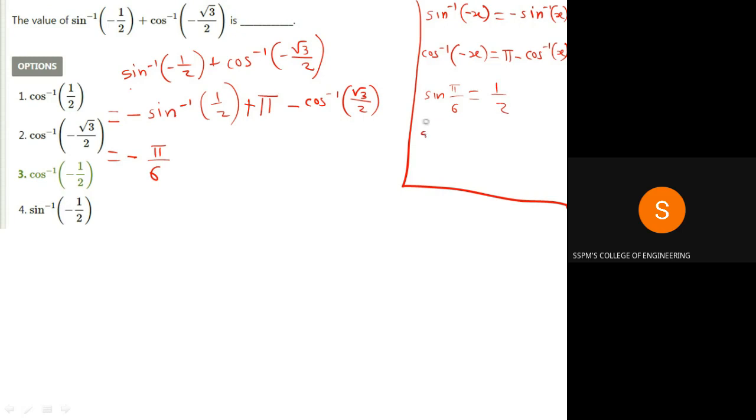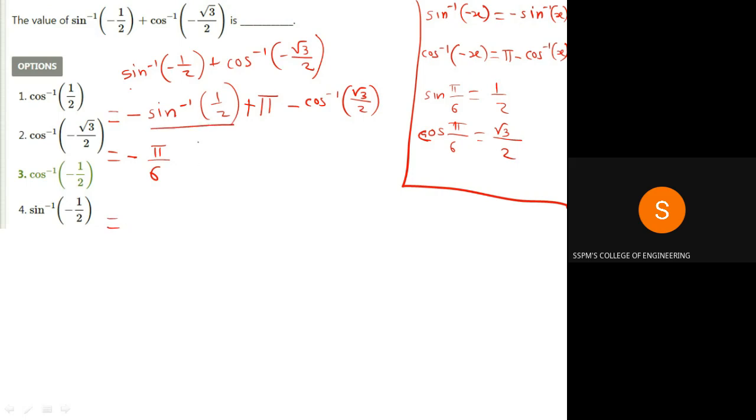So what is cos pi by 6? It is root 3 by 2. Sine pi by 6 is equal to half, and cos pi by 6 is equal to root 3 by 2. So we can use these properties here. Okay, minus pi by 6.